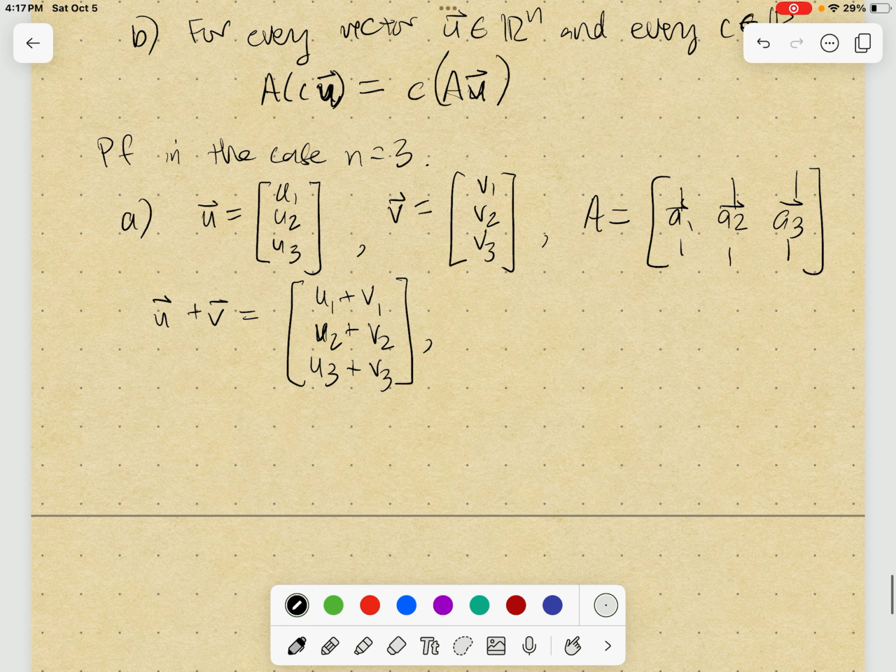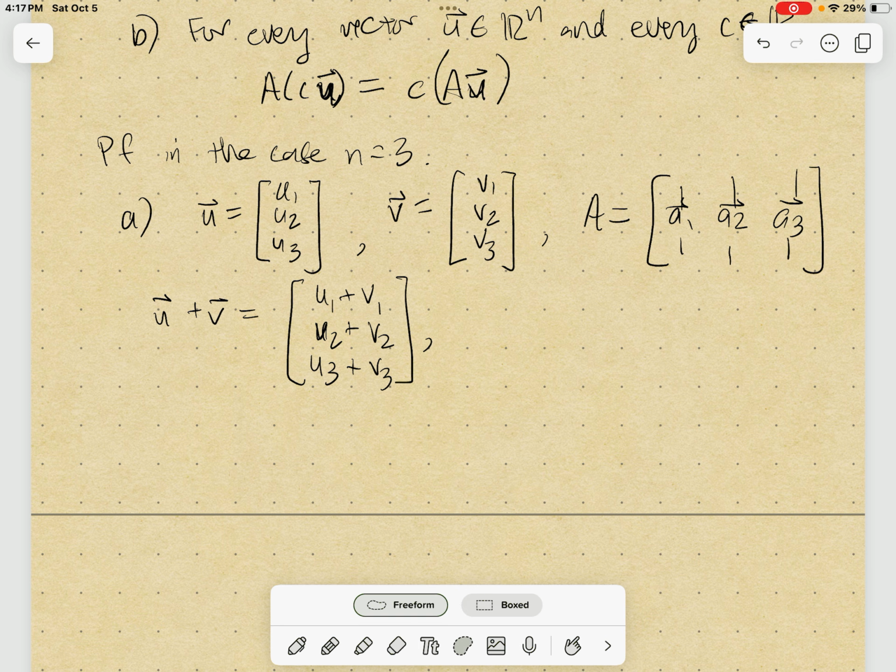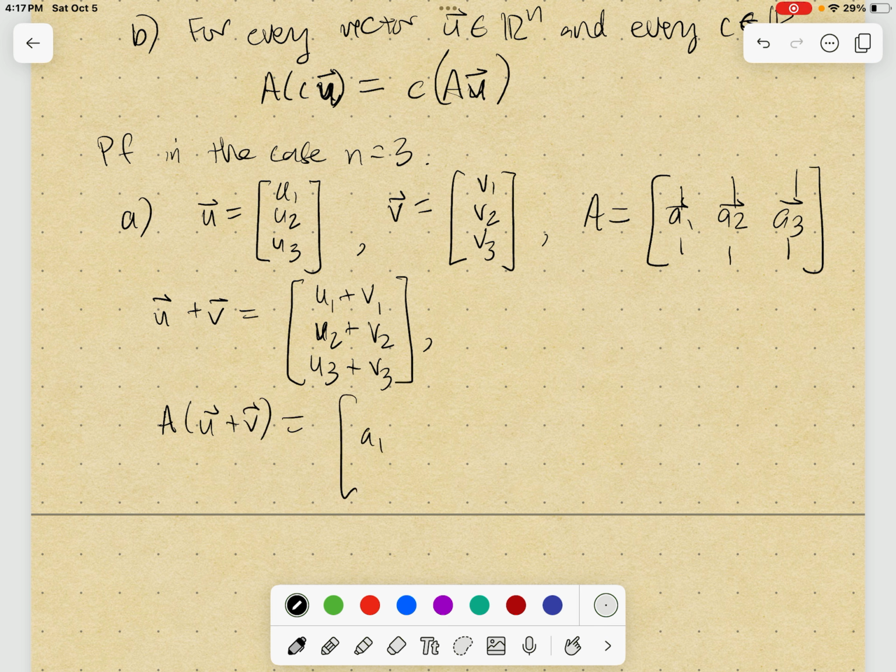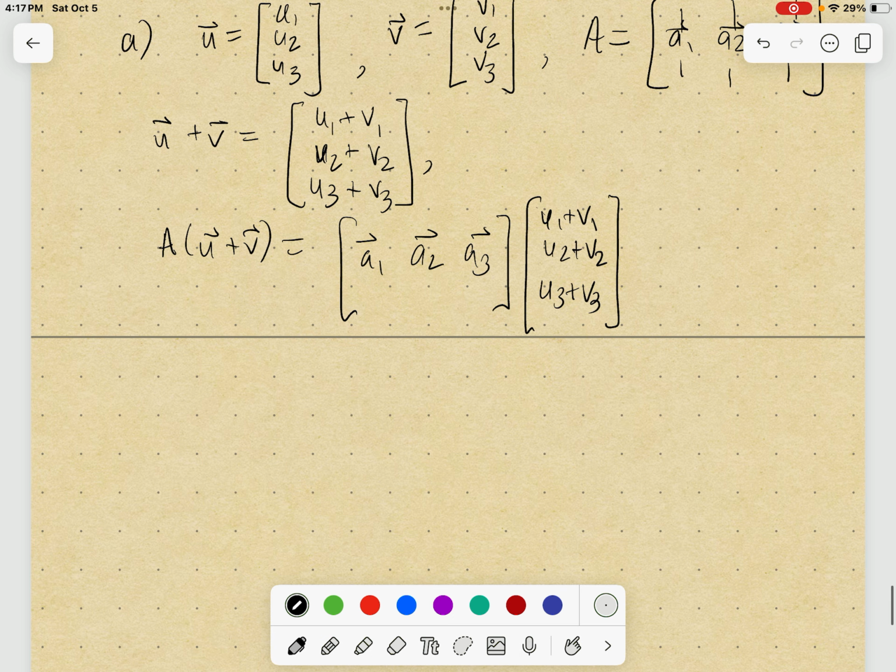So what do you get if you do A times (u plus v)? Well, that's this matrix A times this vector u1 plus v1, u2 plus v2, u3 plus v3. And by definition, why don't you take a minute and pause the video and write out what you get.